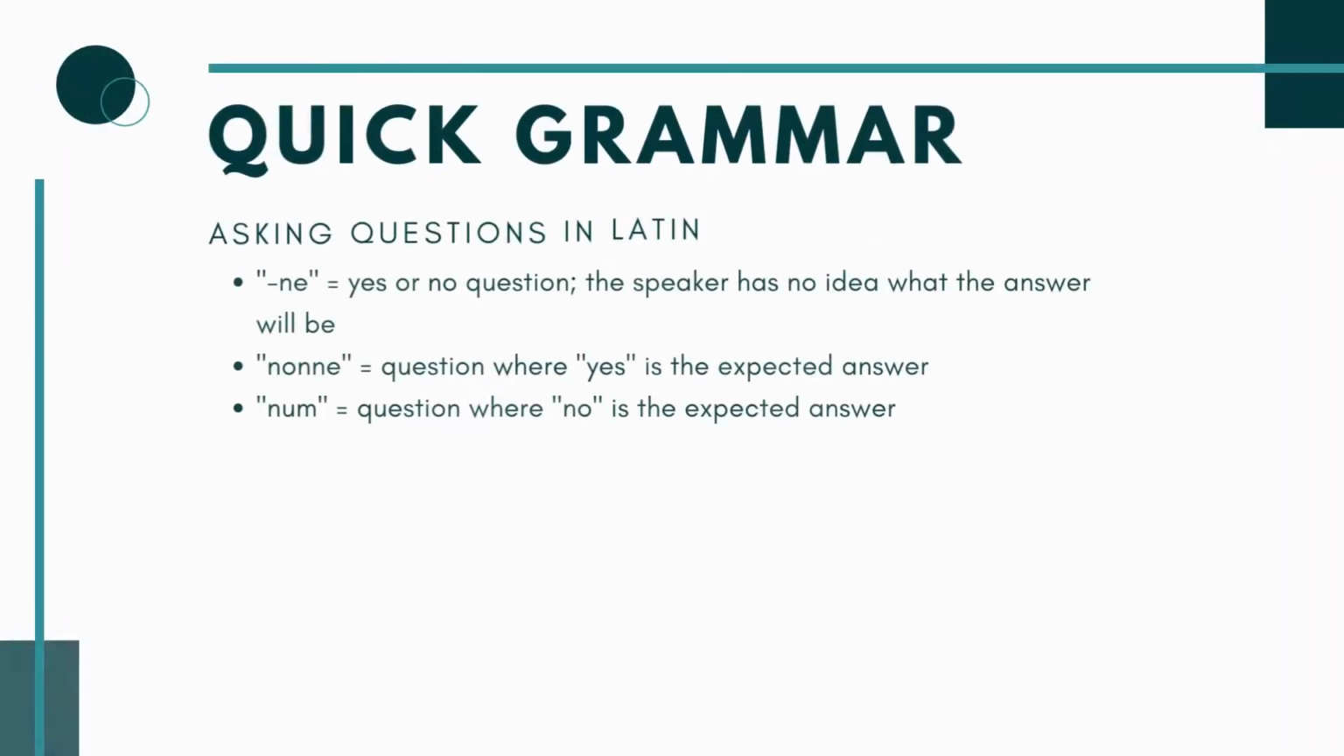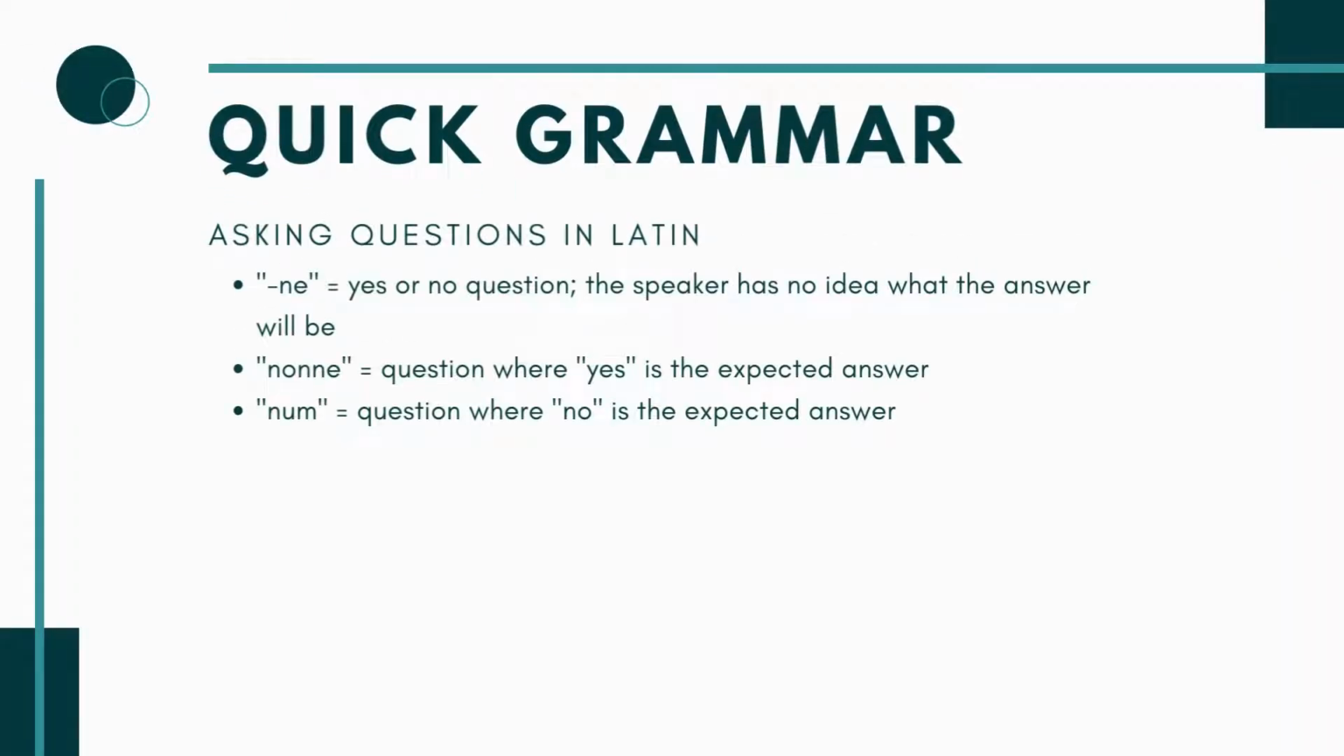But the first thing I wanted to do before we dive too far into this story is give you a quick recap of the grammar. So the main idea of this chapter is to get you to understand how to ask questions in Latin. The three things you're really looking at are putting the NE on the end of a question, where it's called an enclitic. This is really when you're asking a yes or no question. So the idea here is that the speaker has no idea what the answer is going to be. You're just really asking or expecting a yes or no. Nonne is where you're expecting yes to be the answer. And num is where you're expecting no to be the answer.